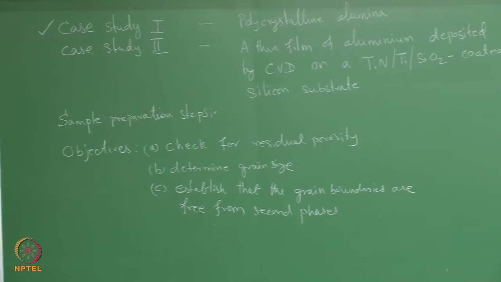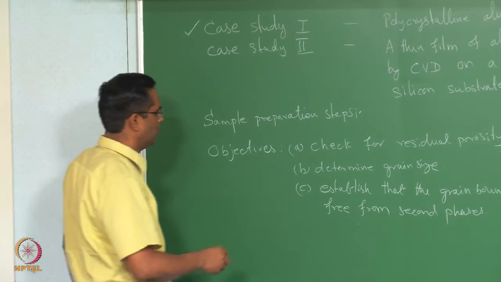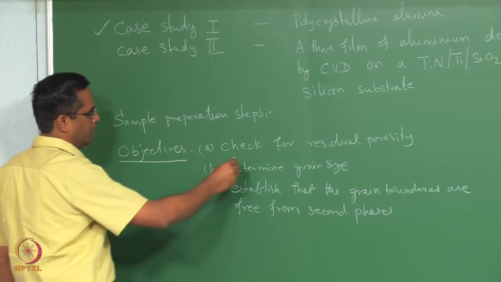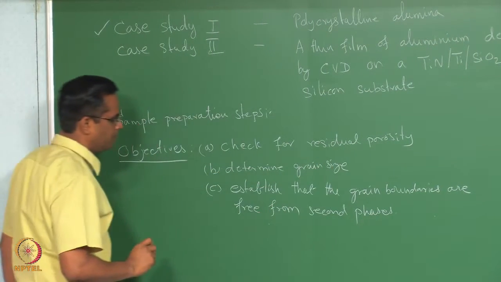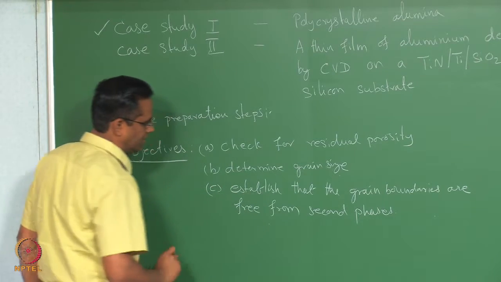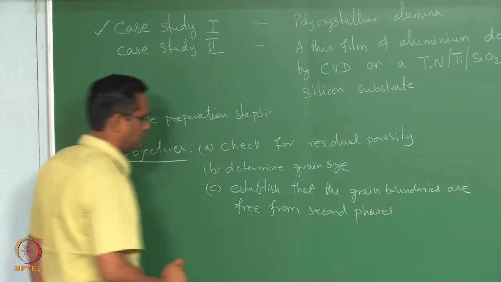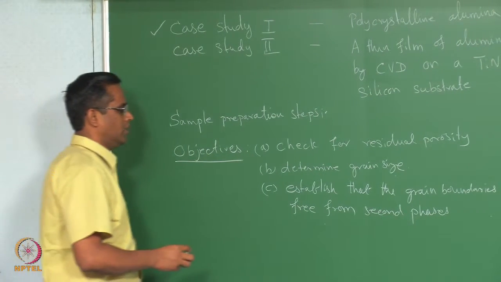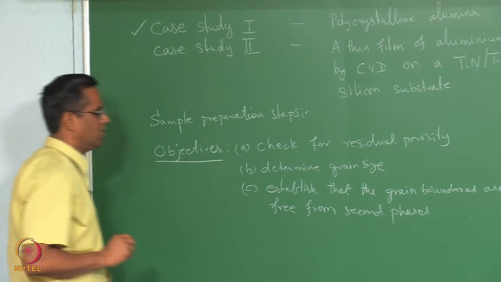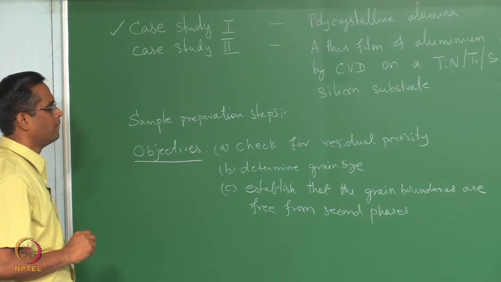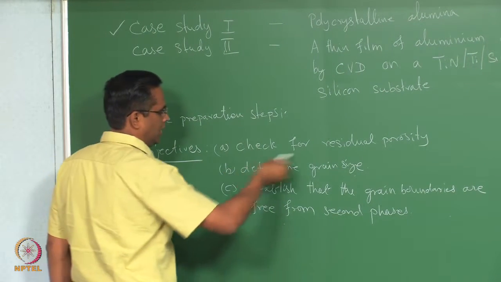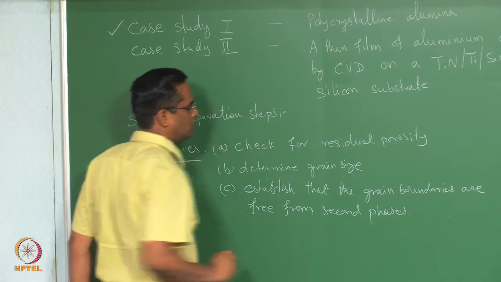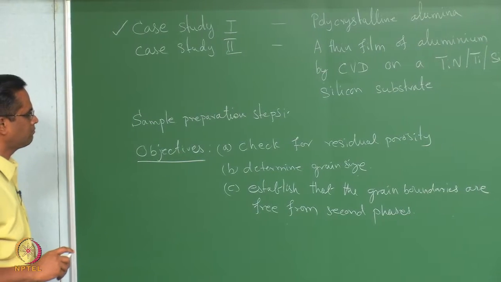Like I mentioned, in the case study you have to be clear about what the objectives are. In this case study, we are interested in checking the residual porosity, determining the grain size, and establishing that grain boundaries are free from second phases. So, let us see how we will examine these things in this case study. And SEM is one of the best techniques to look at the residual porosity in a material.